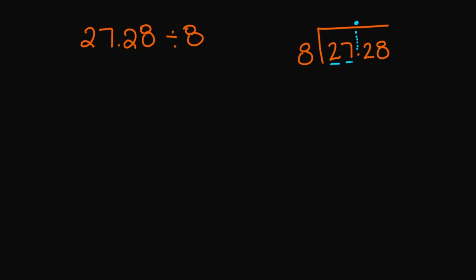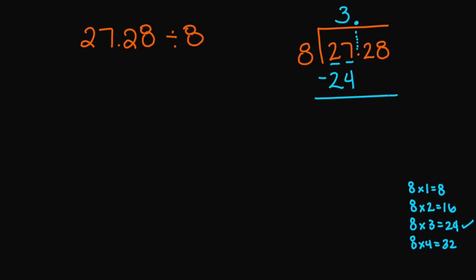8 goes into 27 now how many times? The closest largest number that I can use is going to be 8 times 3. That's going to give us 24. So I'm going to write a 3 on top here. 8 times 3 is 24. 27 minus 24 is going to equal 3. I'm going to bring down my 2. 8 goes into 32 now how many times? It goes in 4 times. So I'm going to write a 4 on top here. 8 times 4 is 32. 32 minus 32 is going to equal 0.